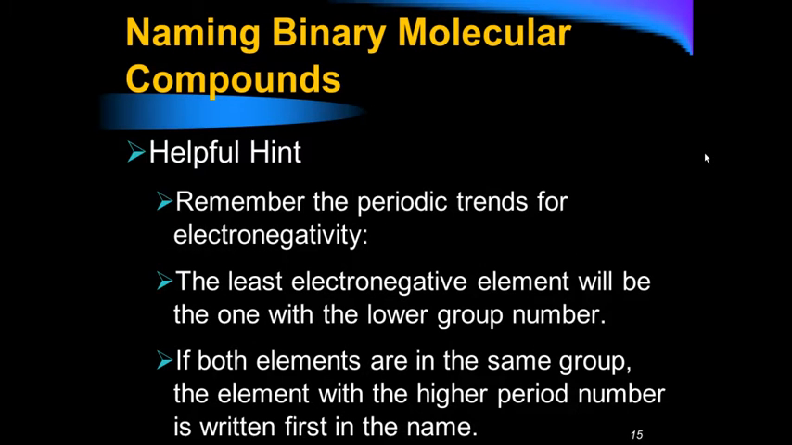Now, if you don't remember how to tell which one's the least electronegative, it's going to be the one furthest to the left, or it has the lowest group number, and the furthest down if they're in the same group, and so it has the higher period number. Remember, the closer it is to francium, the less the electronegativity is going to be. So that's what you're looking for. That's going to be the first one, the one that's closest to francium.